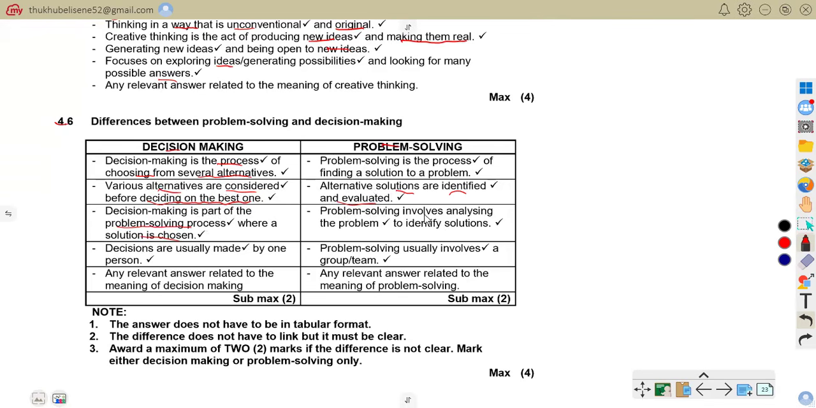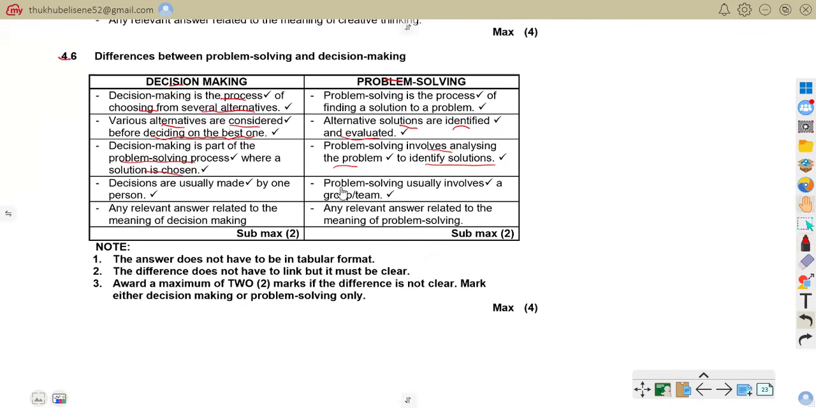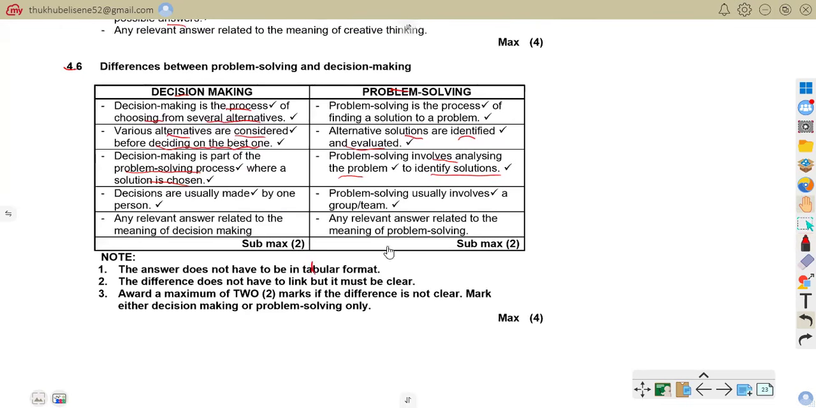But problem solving involves analyzing the problem and identifying the solutions. Also, decision making is usually made by, like I've said, one person, while problem solving involves a group or team. I've already said it. So now let us move on to another question, 4.7.